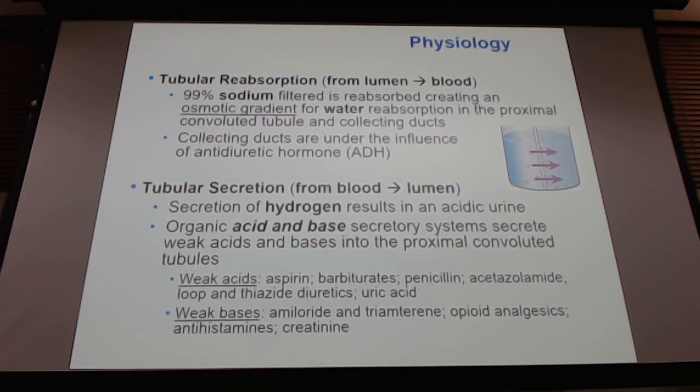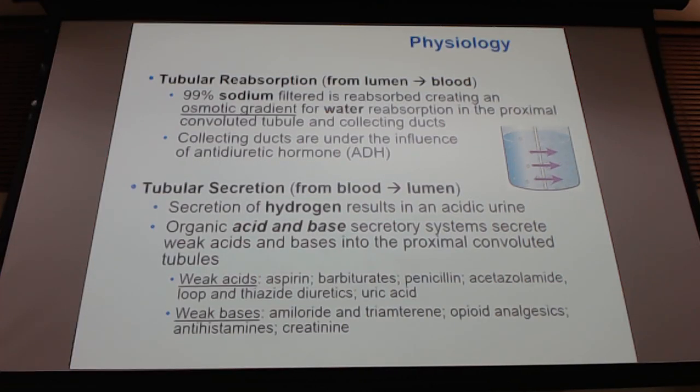So again, we have reabsorption, from the lumen or the nephron back into the blood. 99% of sodium is filtered. Where sodium goes, water follows, and this is due to the osmotic gradient. This will usually happen in the proximal convoluted tubule and the collecting ducts. We also have the collecting ducts under the influence of antidiuretic hormone.